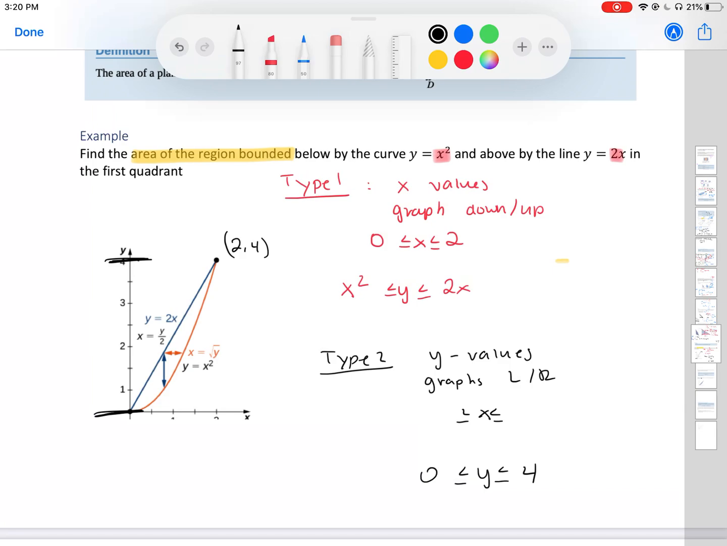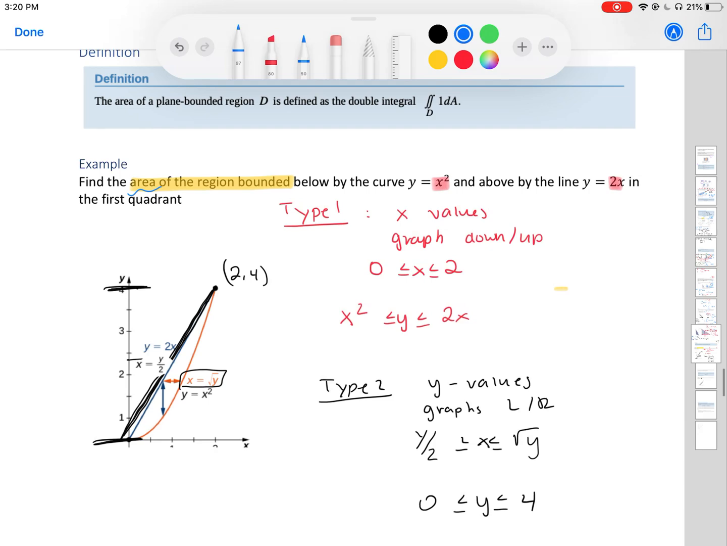And then our x graphs, we come across this graph first. So I need x equals in terms of y. And we have it right there. We have y over 2. And then we have, in terms of y, x equals square root of y. So then we have square root of y. So if we wanted to integrate, because it's an area of a region bounded, it's not telling us what we're integrating over. We should know that we're integrating over 1.